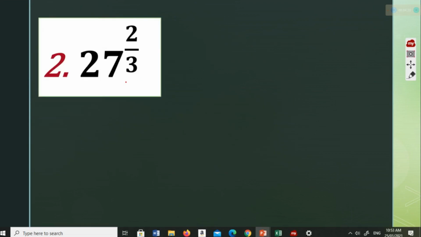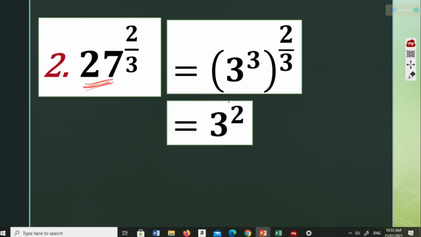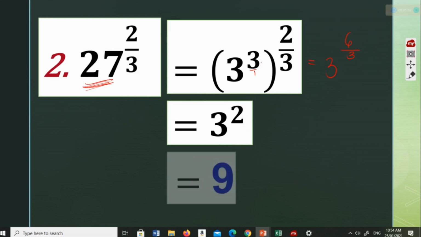Next, number 2, 27 raised to 2/3. So, yung 27, pag naka-exponential form is 3 cubed. Then, raised to 2/3. So, multiply natin yung 3 by 2/3. So, we will have 3 squared. Bakit 3 squared? Kasi 3 times 2 ay 6. So, 3 raised to 6 over, so 1 times 3 ay 3. So, therefore, 6 divided by 3 is 2. We will have 3 squared. And the value of 3 squared is 9. So therefore, 27 raised to 2/3 is equal to 9.